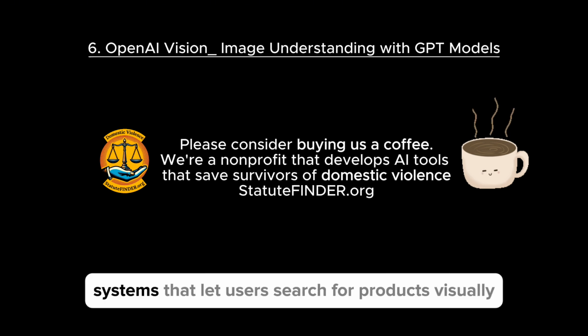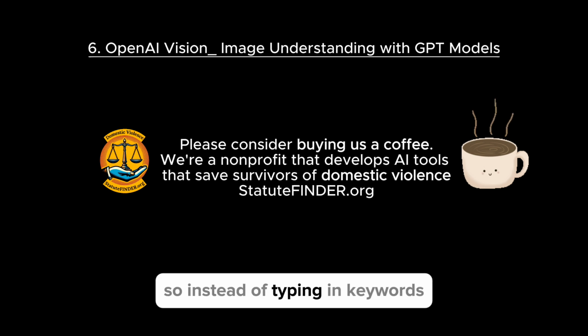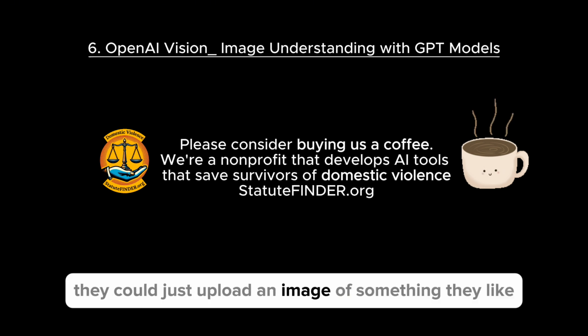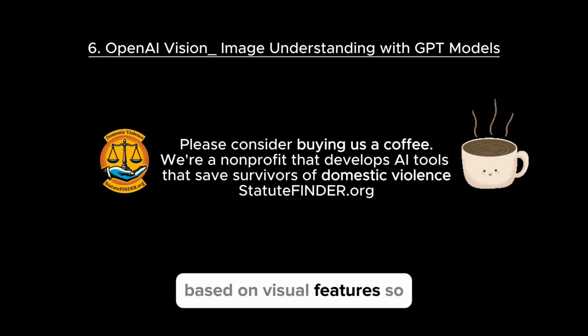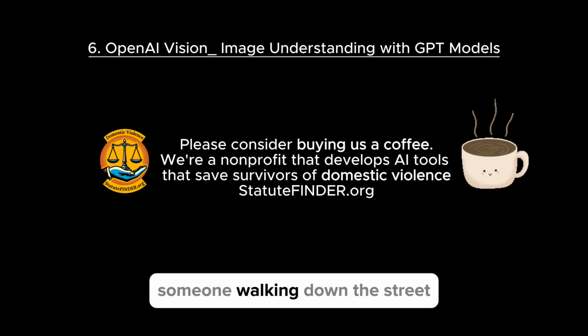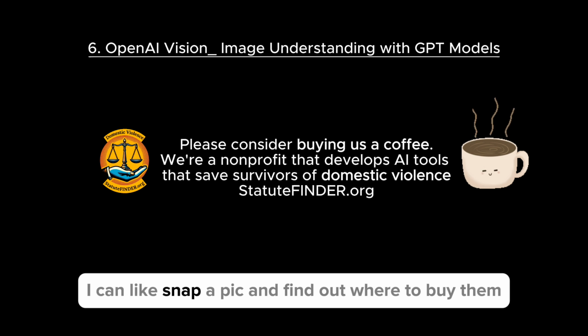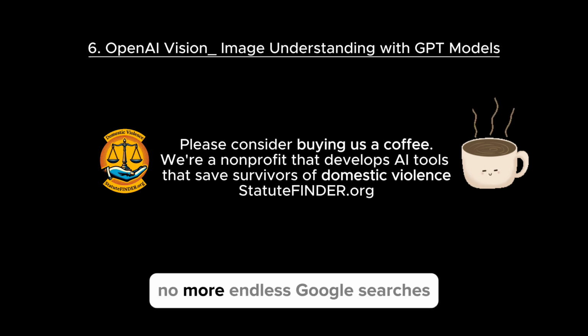We could build systems that let users search for products visually. So instead of typing in keywords, they could just upload an image of something they like. The model can find similar items based on visual features. So if I see a cool pair of shoes on someone walking down the street, I can snap a pic and find out where to buy them. No more endless Google searches.